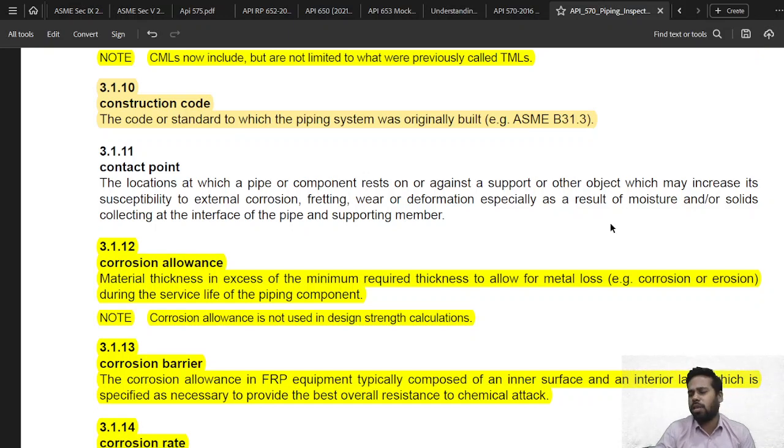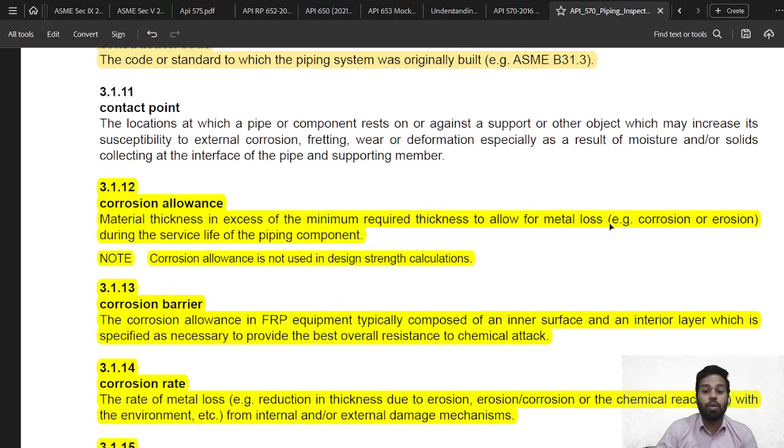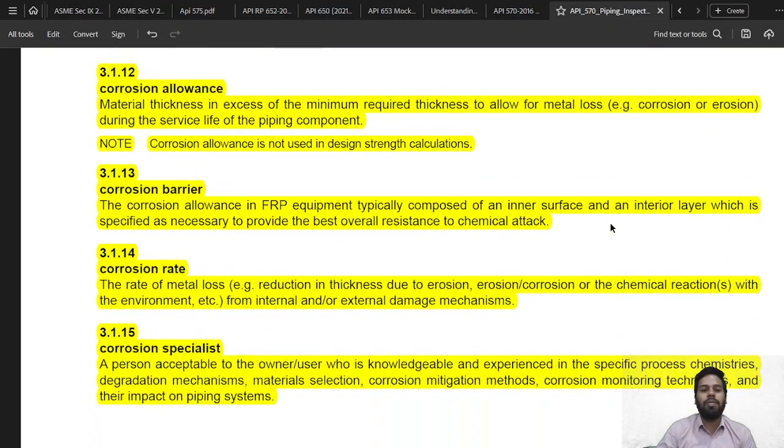Construction code is the original construction code of the piping system. Corrosion allowance, we already know what this is, but let's understand once again. Corrosion allowance is the extra or additional thickness that is given to a component so that whenever corrosion happens, your system would not be unusable.